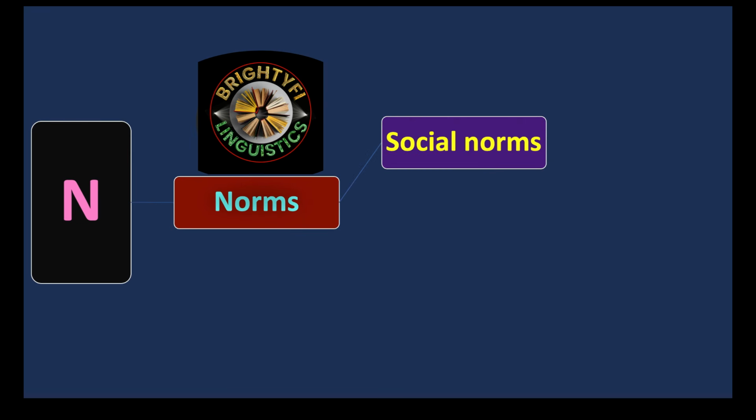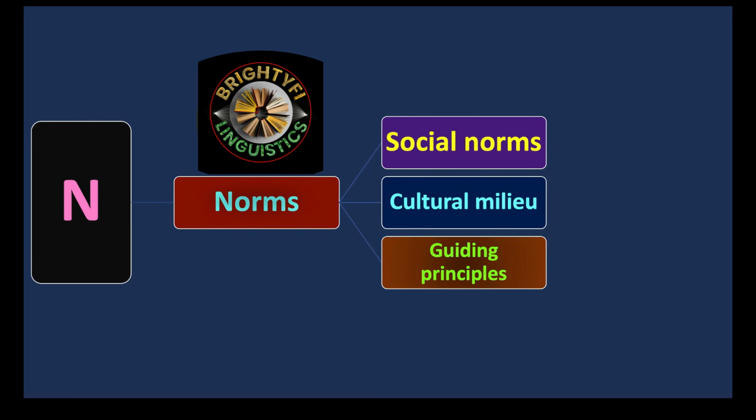Continue our discussion. We have the next one, N. It stands for norms. And what does this refer to? It refers to social norms, cultural milieu. They are your guiding principles. Without social norms, without cultural milieu, you will not be properly guided in what way to talk, in what way to carry your ideas forward to the people.